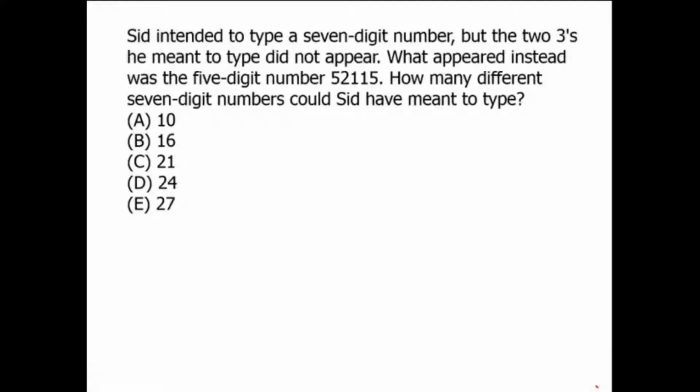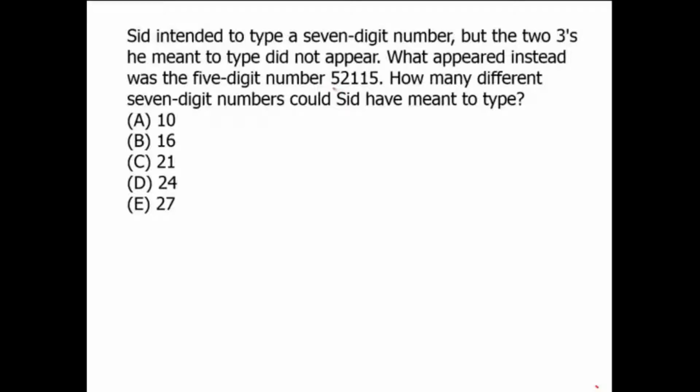Sid intended to type a 7-digit number, but the 2 3's he meant to type did not appear. What appeared instead was the 5-digit number 52115. How many different 7-digit numbers could Sid have meant to type? So a few interesting things.